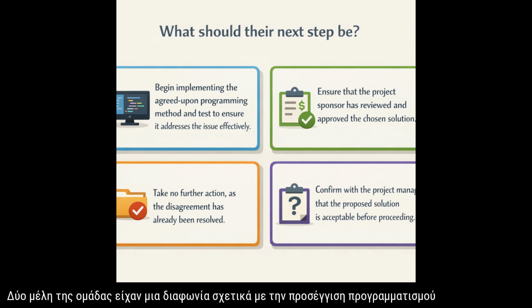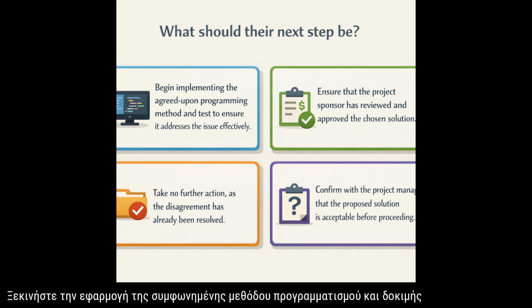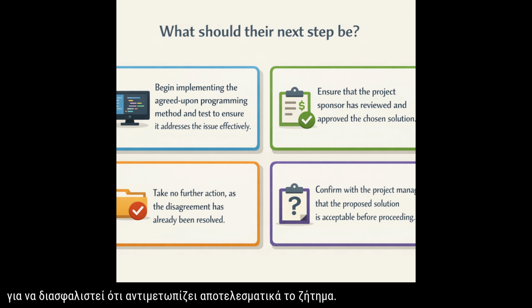Two team members had a disagreement over which programming approach to use for the new application. After a thorough discussion, they successfully resolved the conflict and agreed on a solution. What should their next step be? Begin implementing the agreed-upon programming method and test to ensure it addresses the issue effectively.